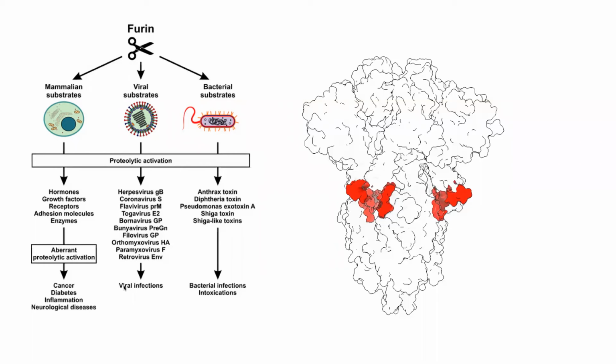This furin protein is a protease, and it cleaves different proteins exactly at this polybasic recognition motif. So what we're looking at is a motif. Mammalian substrates of furin include cytokines, hormones, growth factors, and receptors. Okay, so think about these cytokines, hormones, growth factors, receptors.